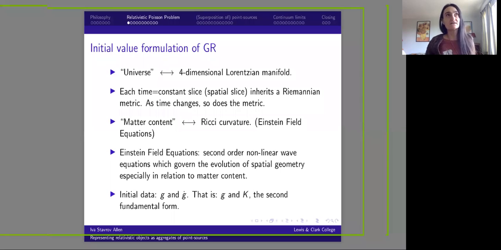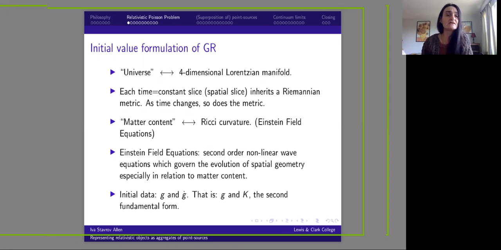So that's the framing. The work that I have done is within the realm of initial value formulation, or rather initial data for general relativity. A couple of words about that. The universe, you can view as a 4-dimensional Lorentzian manifold, meaning for every moment in time you have spatial geometry. At this moment, the geometry is this particular Riemannian manifold, and as time changes, so does the metric on this manifold. What would cause change? The presence of matter that's around. The Einstein field equation that I mentioned earlier relates the matter content to the Ricci curvature of that 4-dimensional manifold.